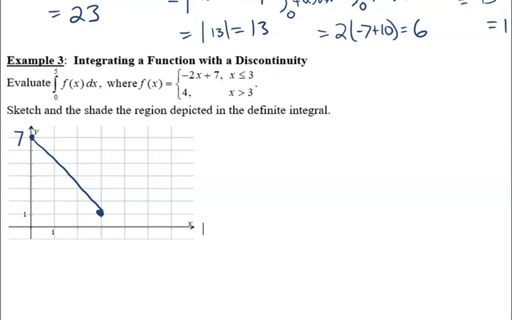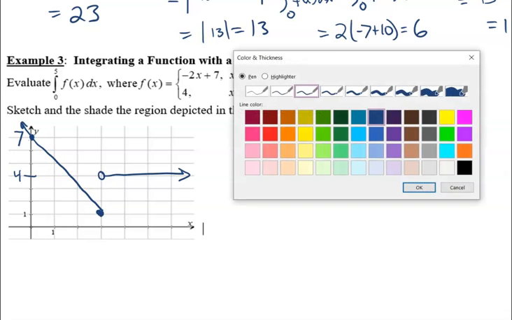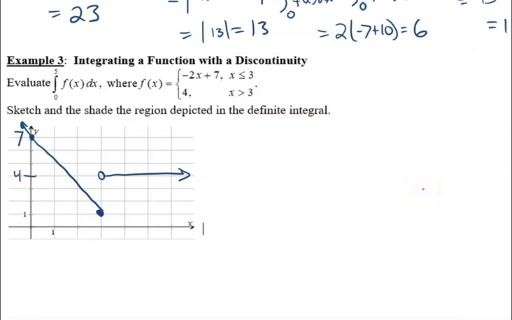So I have a linear segment there, and 4 when x is greater than 3. So 1, 2, 3. So this is 4. I have an open circle here with an arrow going this way. Looking geometrically at this, I am looking for the area of that trapezoid plus this rectangle, and we need to go the integral from 0 to 5. So we're going to stop here at 5. So I have the area of the trapezoid plus the area of a rectangle.